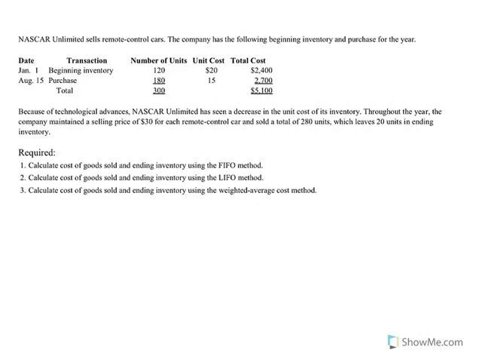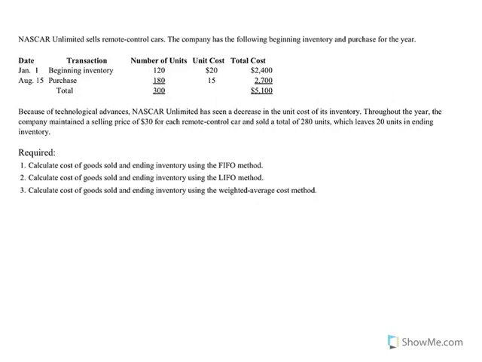Their beginning inventory on January 1st is 120 units at a unit cost of $20 per unit for a total cost of $2,400. On August 15th, they made a purchase of 180 units for a unit cost of $15 per unit, and that's for a total cost of $2,700. So their total number of units available for sale is 300, and the total cost of this inventory is $5,100.